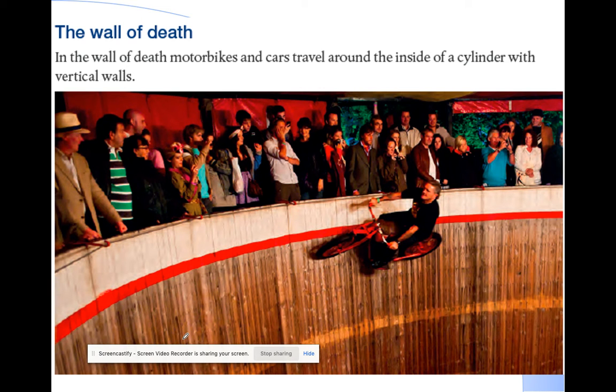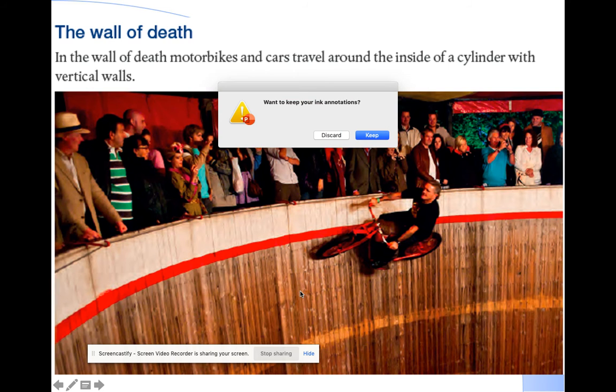So there's this thing called the wall of death, of motorbikes traveling around the inside of a cylinder on vertical walls. What they have to do is their tangential velocity has to be so great that it overcomes the pull of gravity downward.